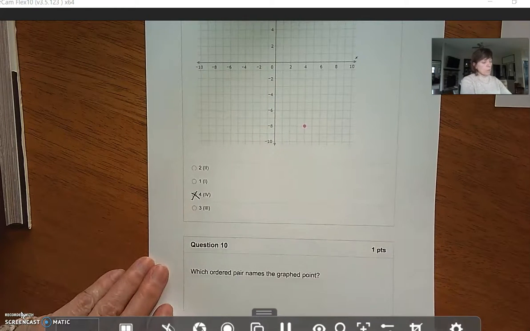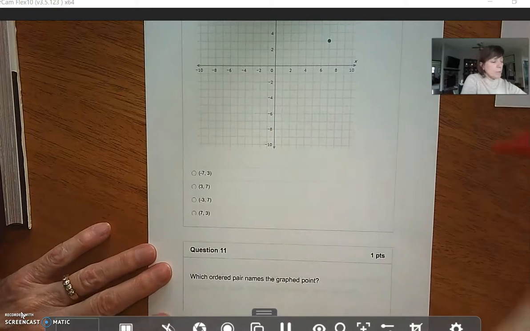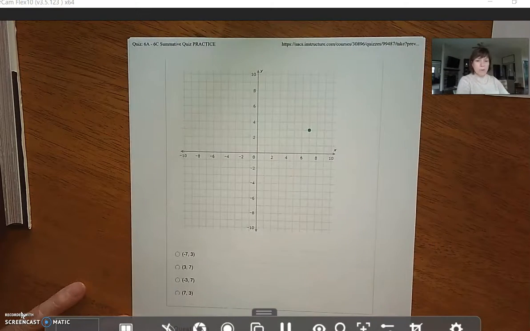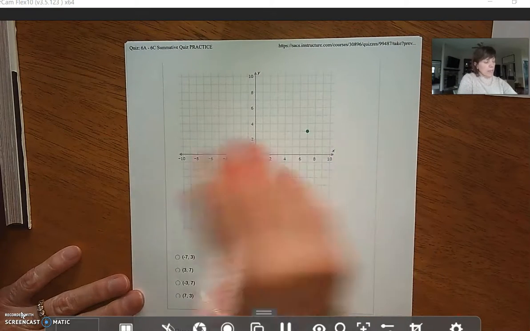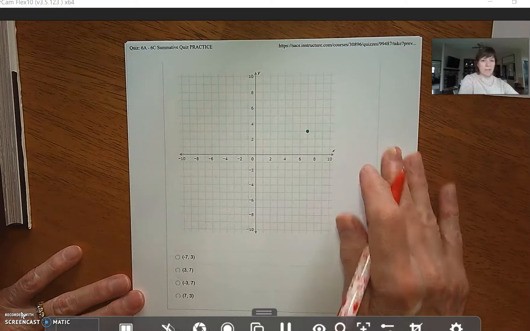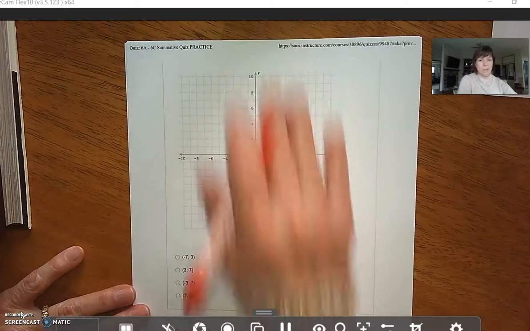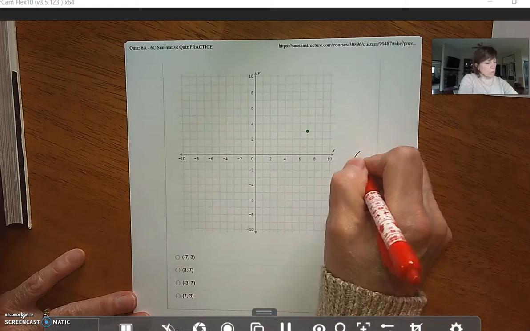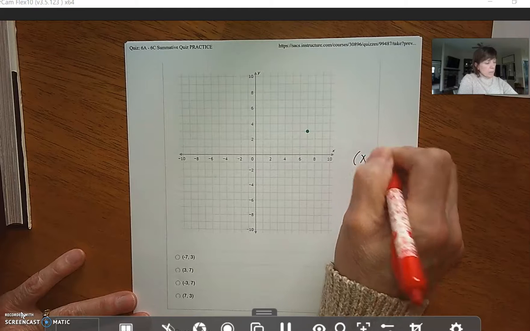Number 10, which ordered pair names the graphed point? And so we have our point. We know that we're going to do the x-axis first. We go right to left first and then up and down. Okay? So it always goes alphabetical. It's x, then y first.